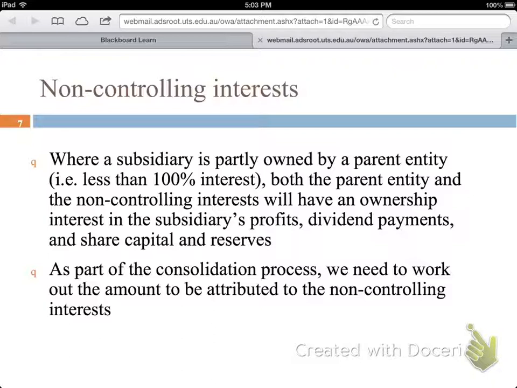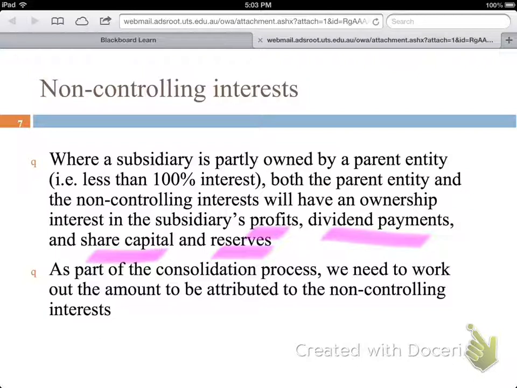So where a subsidiary is partly owned by a parent entity, both the parent and the non-controlling interest will have an ownership interest in the subsidiary's equity. This equity, for example, can be profits, dividends payment, share capital, and reserves. So there's a little list here of 4 equity accounts. And of course, there might be more accounts like retained earnings, fair value adjustments, revaluation surplus, etc.